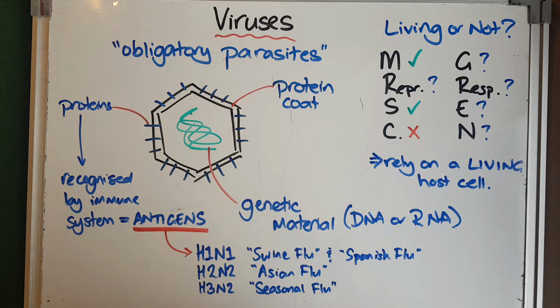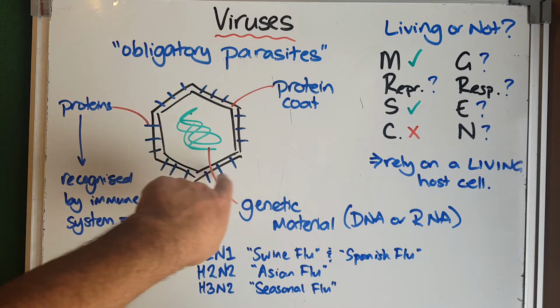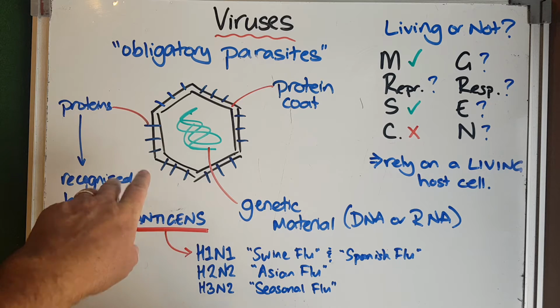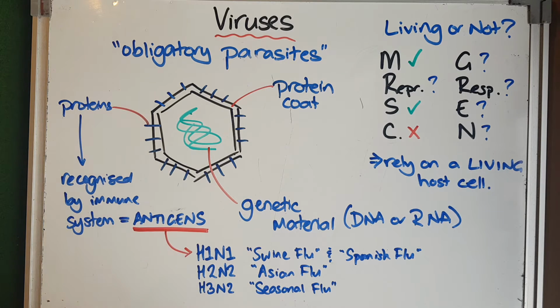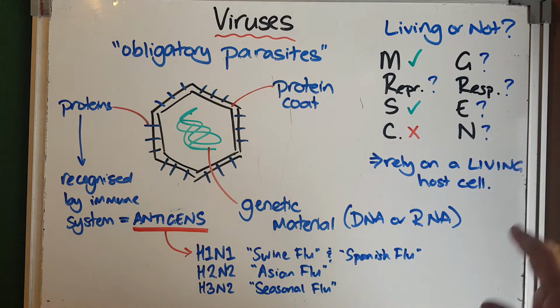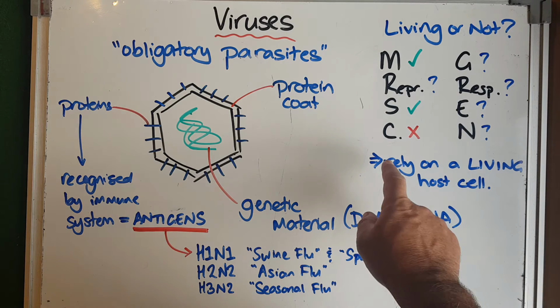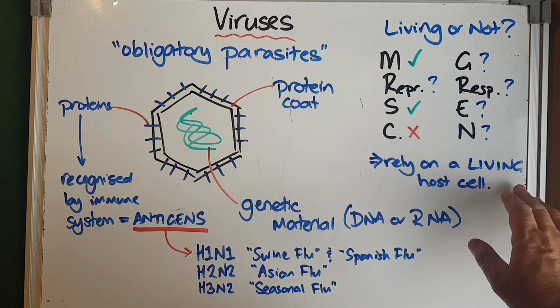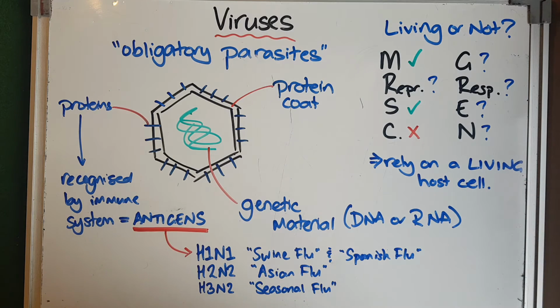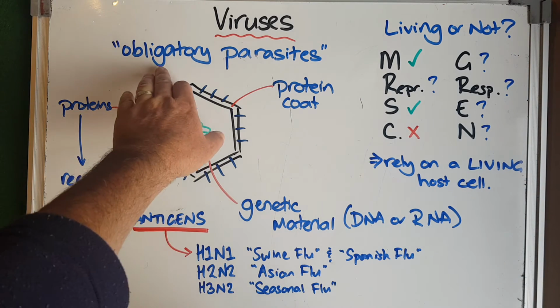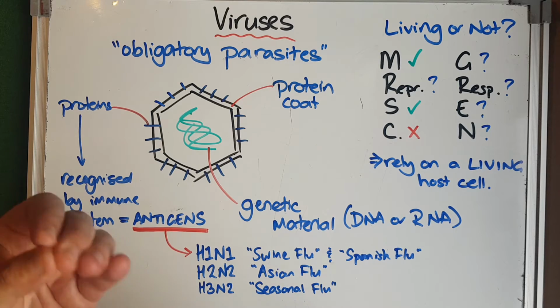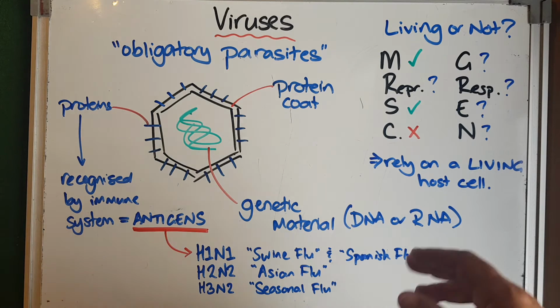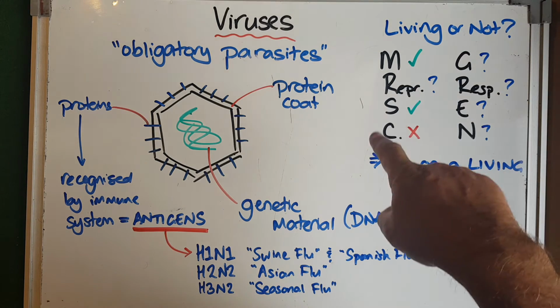Nutrition, they do need the raw materials to make more of themselves, but they get their host cell to do that for them. So all those ones I've got question marks next to basically show that they do rely on a living, and it has to be living, doing Mrs. Green itself, a living host cell. So that's why they are obligatory parasites. They need to infect something else to do life processes.